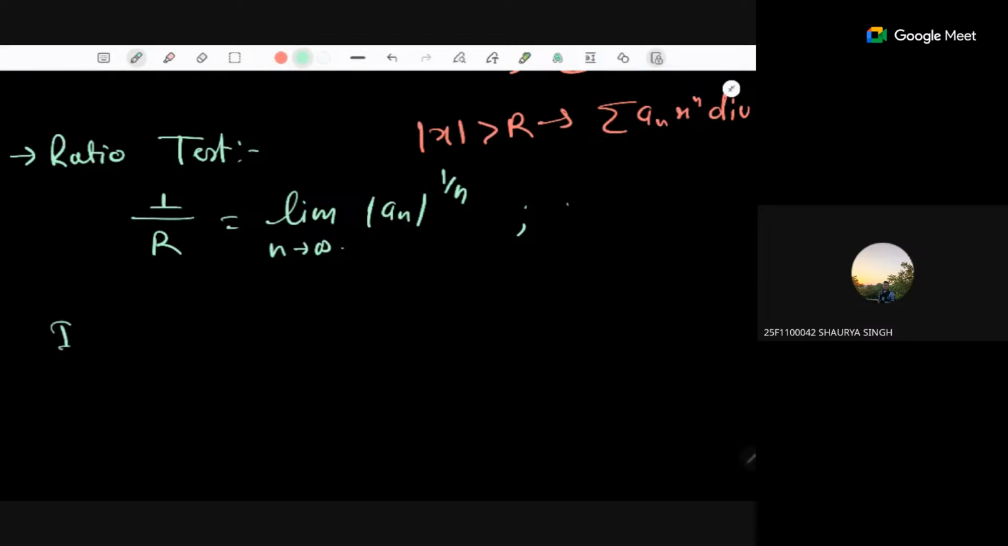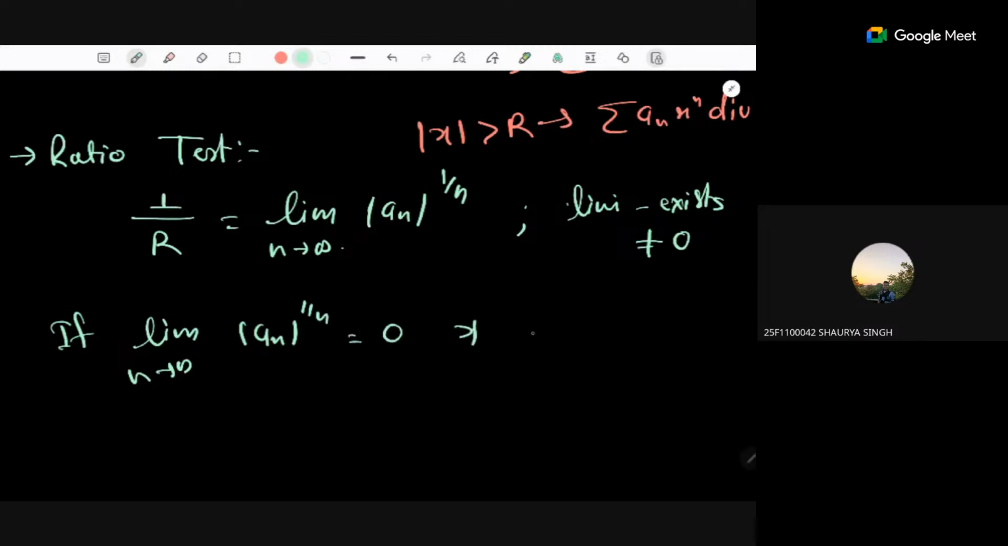And we define that if the limit as n goes to infinity of the modulus of a n to the power 1 by n is 0, then we say that the value of R is infinity. And if the value of this limit is infinity, then we say that the value of R is 0. So we use the ratio test to find out the value of R for any power series.